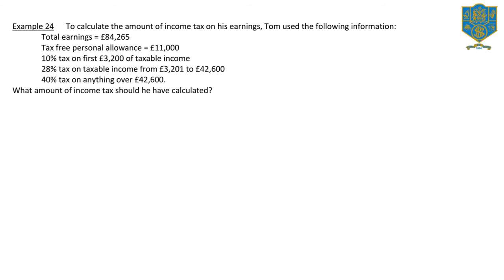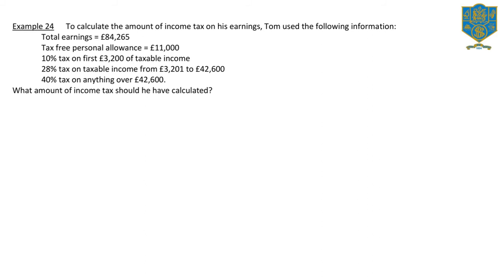So we know that these two squares or rectangles add up to 42,600. We know that the three have to add up to 73,265. So if we take this away, we get £30,665. And now we have that the first 11,000 is tax-free, the next one is 10%, and then 28%, and then 40%. So 3,200 multiplied by 10%, so that's multiplied by 0.1, is 320.